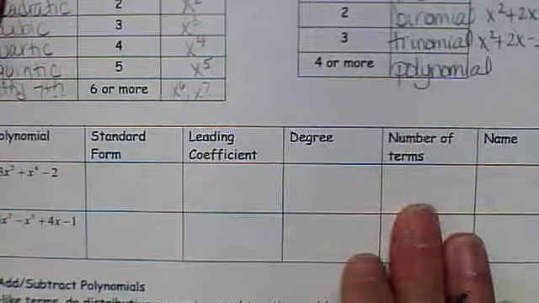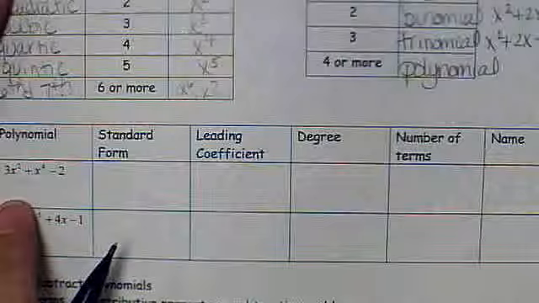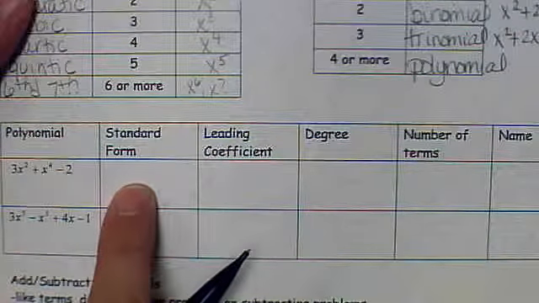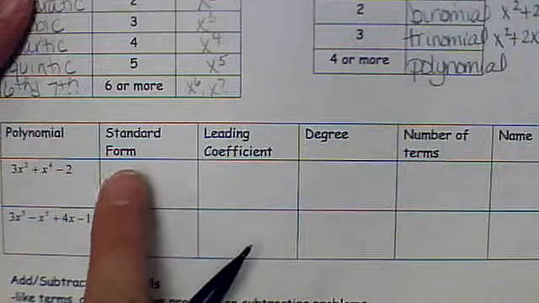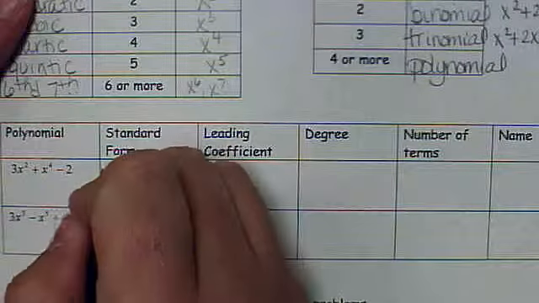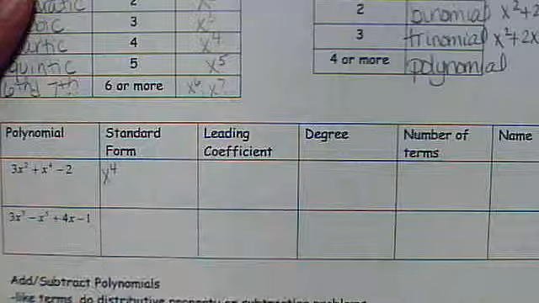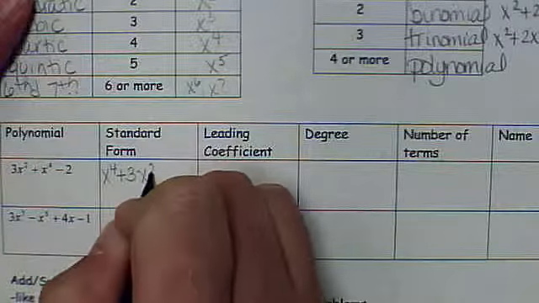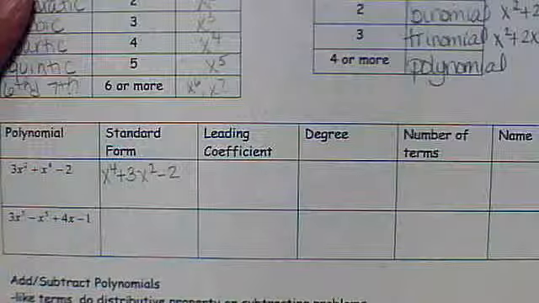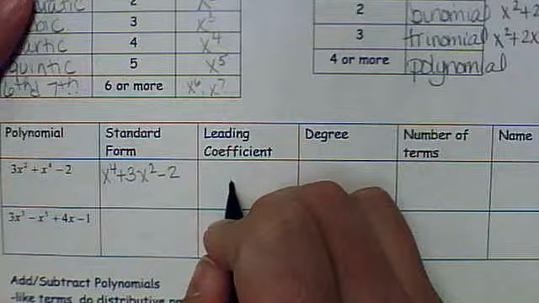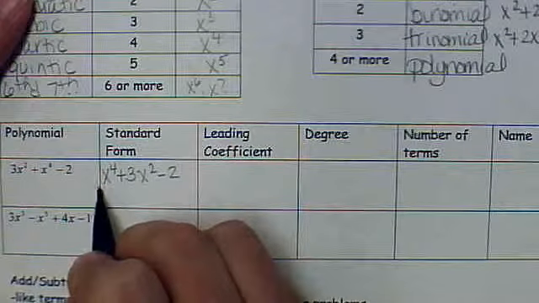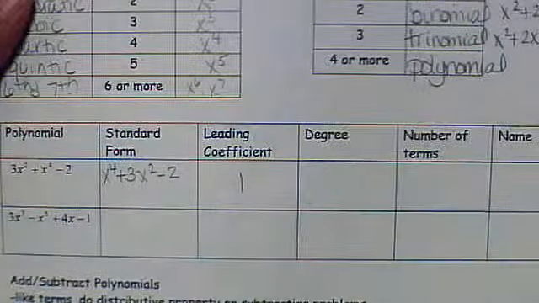So we're going to take all that information and fill in this chart. So our polynomial is 3x squared plus x to the 4th minus 2. And the first thing we're going to do is put it in standard form. Remember, standard form means highest exponent first. So the highest exponent here is 4, so x to the 4th. Then next will be that 3x squared. And last, minus 2. Our leading coefficient is the number in the very front. So in the very front, we have x to the 4th, and the coefficient of that is 1.